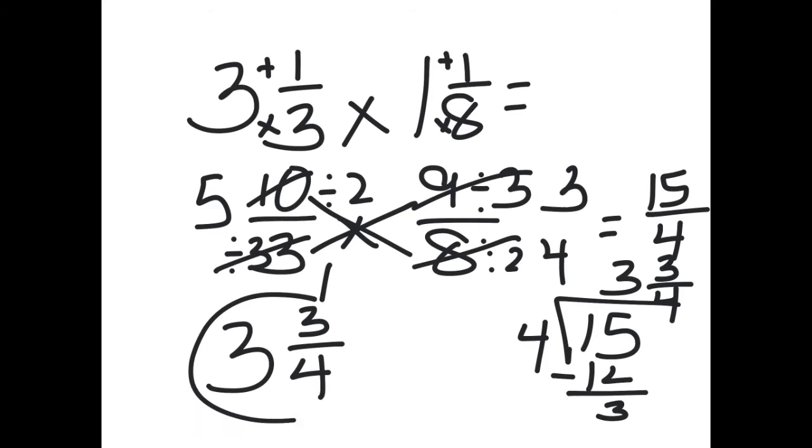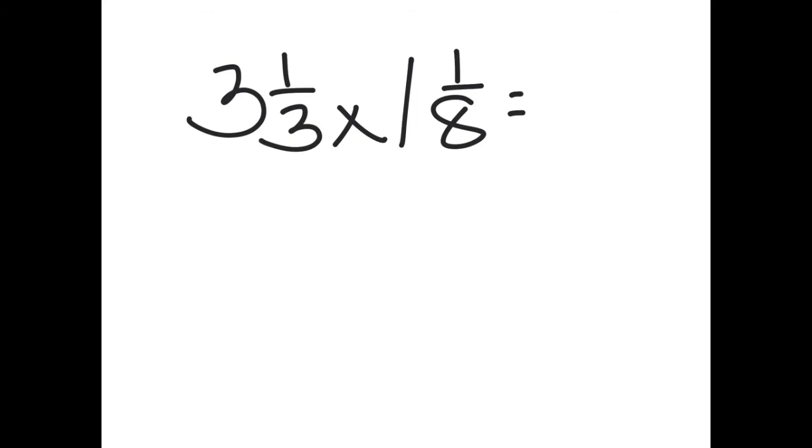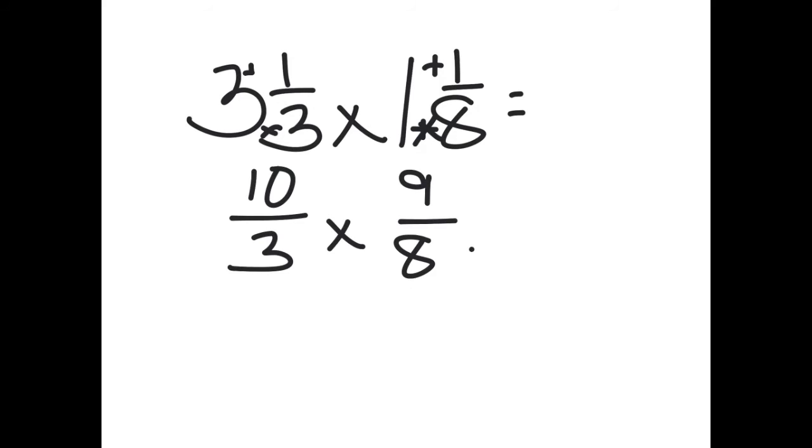Now, we're going to take a look at this problem again just so you can see what happens if you don't cross cancel. I have this same problem again. 3 times 3 is 9, plus 1 is 10. I have 10 over 3 times 1 times 8 is 8, plus 1 is 9. I have 9 over 8. Now, if I don't cross cancel, what I end up with is 90 over 24.